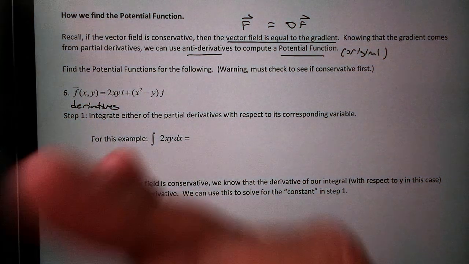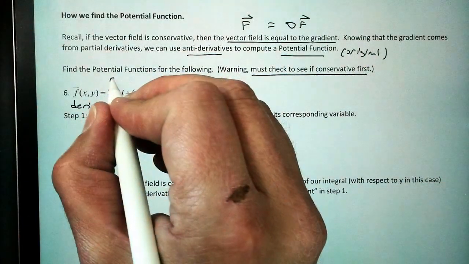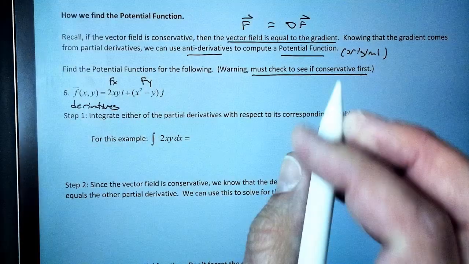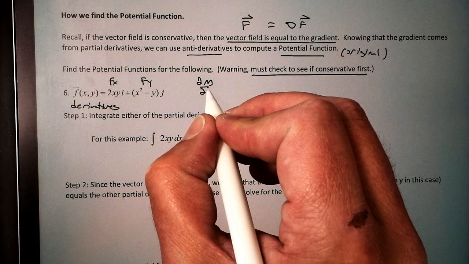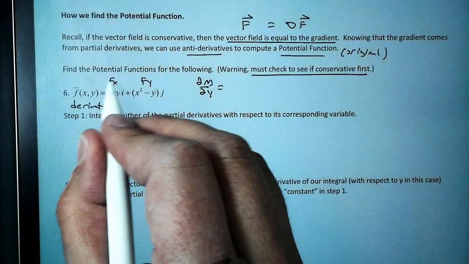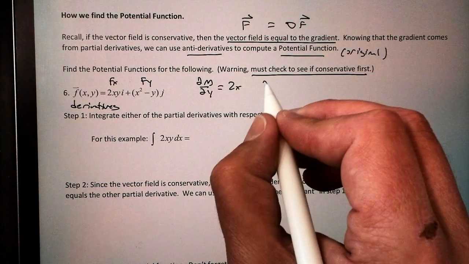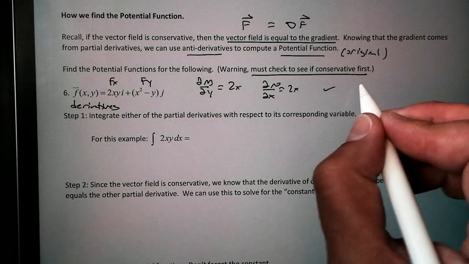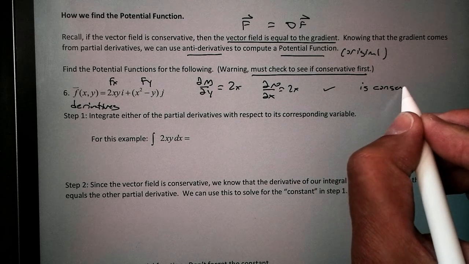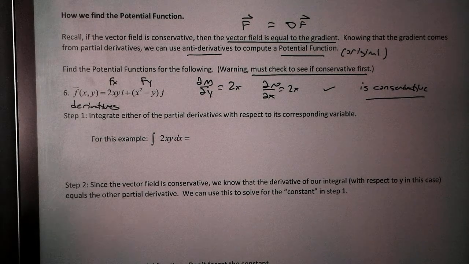The first thing you want to do is make sure that the vector field is conservative. So if this is my partial with respect to x, there's my partial with respect to y. We're going to see the partial of M with respect to y. That's our first one. If I take the derivative here with respect to y, we get 2x. And if we take the partial of N with respect to x, that's here, we also get 2x. So that checks out. This is going to be conservative. Yay us.